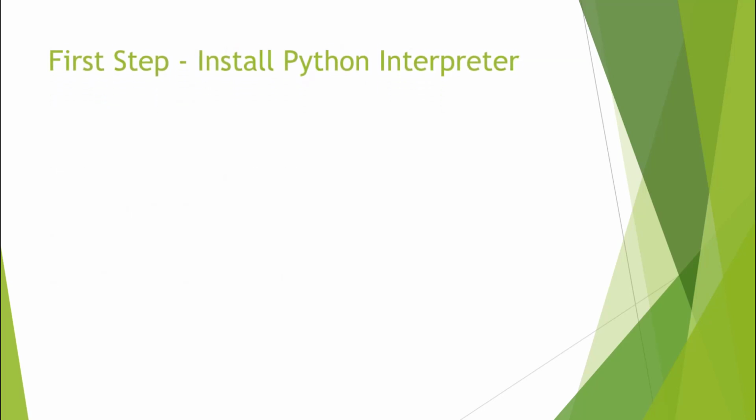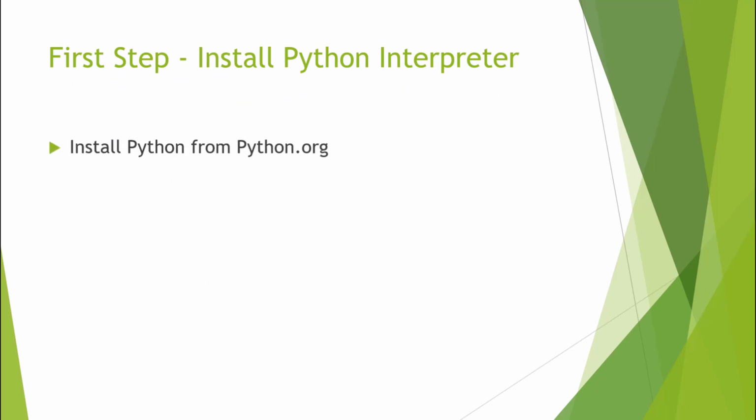So our first step, install the Python interpreter. Now this is quite simply that it'll recognize Python code as Python code and it will run it as a computer program. That's all a Python interpreter is. It's Python. So you install that from python.org.